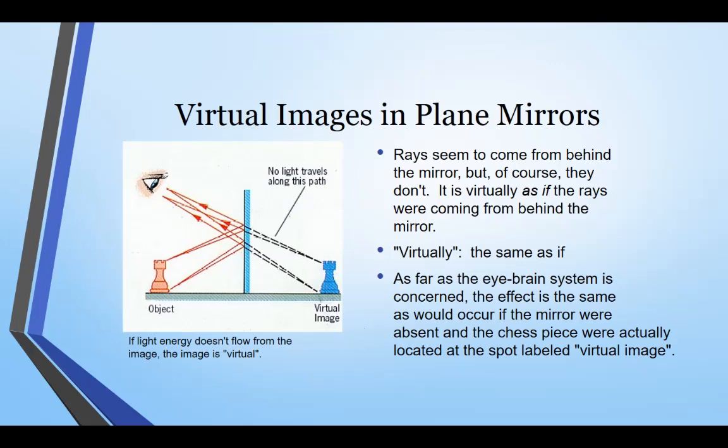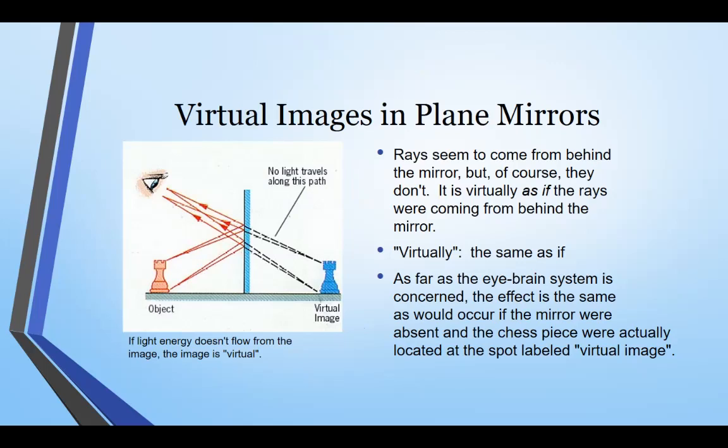Now, when we start looking at plane mirrors, a virtual image is where it appears to be when you look into the mirror, but you know that it's not there because you're actually seeing bounced light rays that are coming off an object off the mirror.